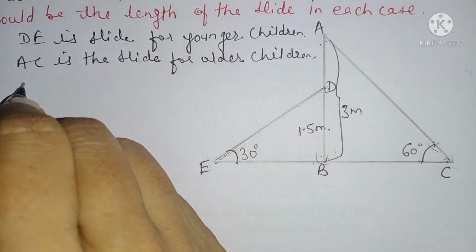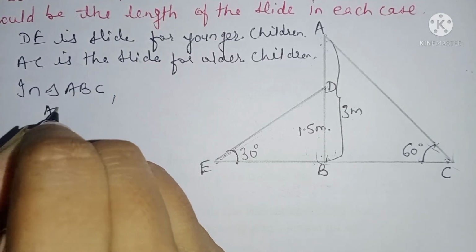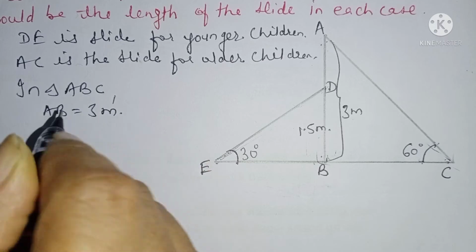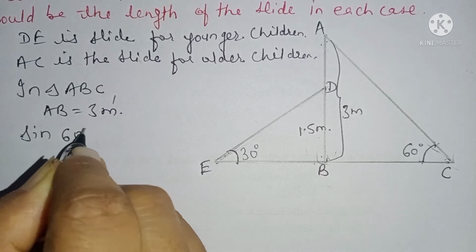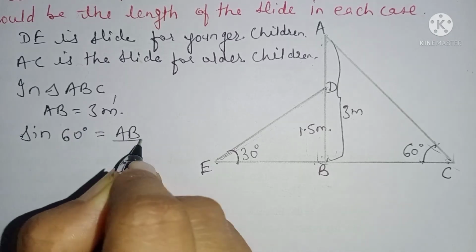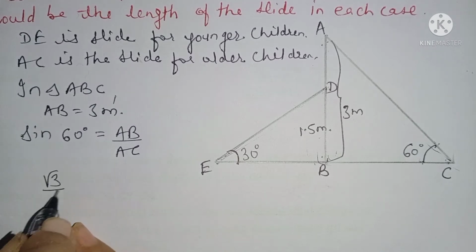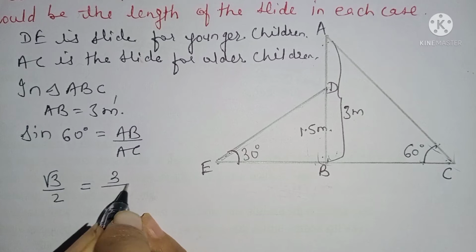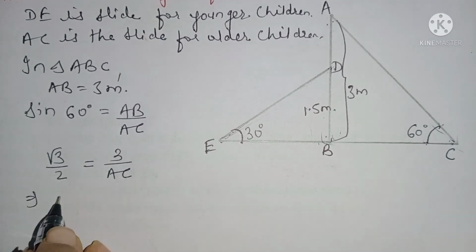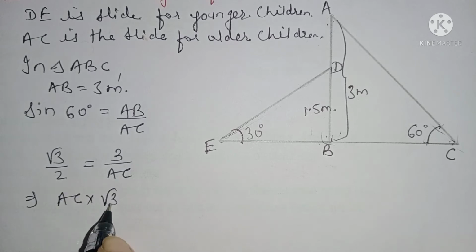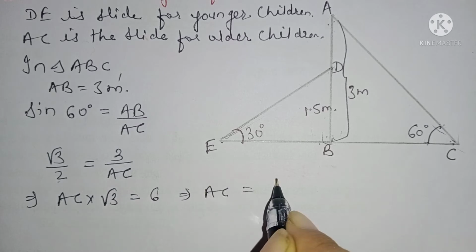Okay, so in triangle ABC we have AB equal to 3 meter. Then we can apply here sin 60. Sin 60 is equal to opposite upon hypotenuse. What is the value of sin 60? It's √3 by 2, right, from the table. AB is 3 meter and AC we need to calculate. So we can easily calculate by cross multiplication. Here AC multiplied by √3 is equal to 3 2s are 6. So AC is equal to 6 upon √3.